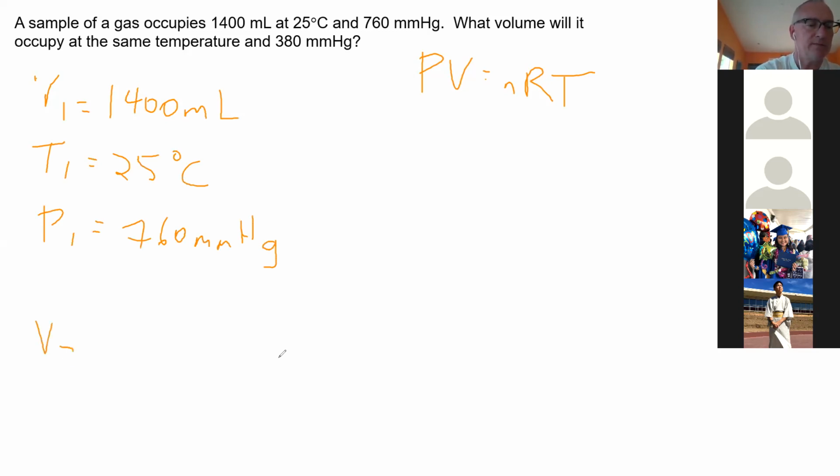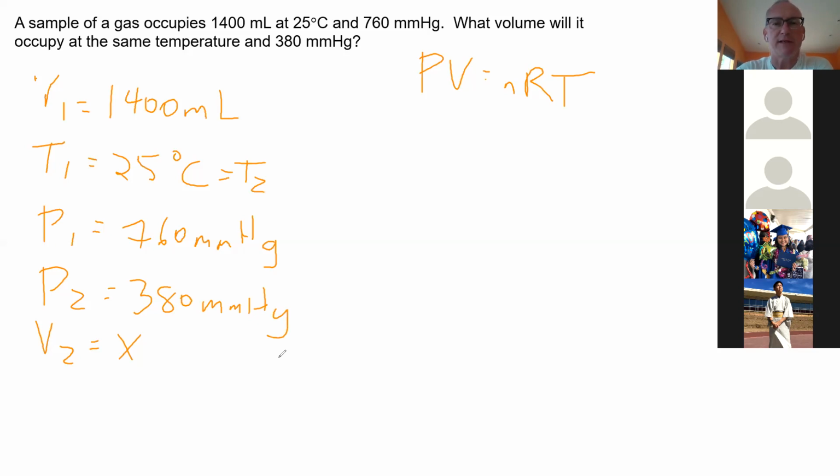We don't know what V2 is, so that's going to be X. And we have a P2. P2 is 380 millimeters of mercury. In this instance, the temperature is the same. So T1 and T2 are the same, so that's not going to change, and we don't have to worry about the temperature. Remember, first part of any of these questions is just write down what information we have. So we've got that information down.